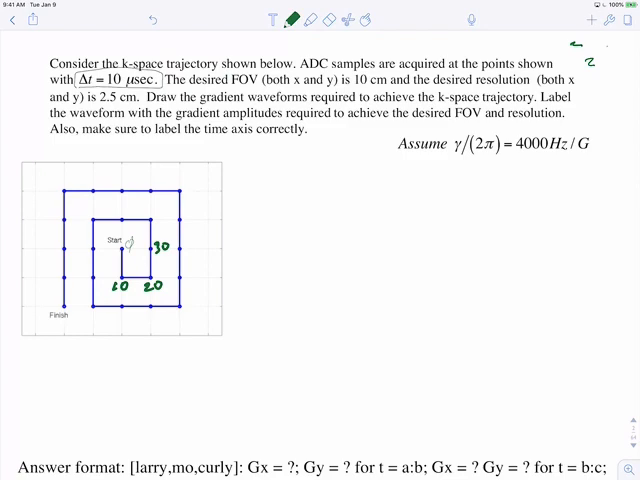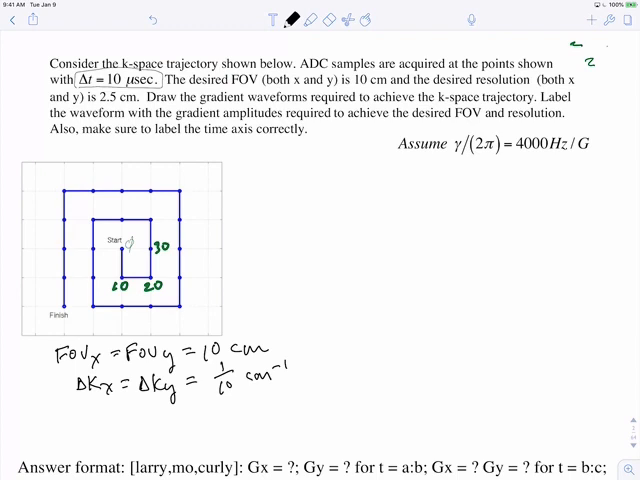Okay, let's go ahead and take a look at this problem. So let's write down the parameters. Down here, I'm going to write down the FOV in the x direction equals the FOV in the y direction, and that equals 10 centimeters, right? Okay. So what parameter do we derive from the FOV? Delta K, right? So in this case, delta Kx and delta Ky are the same. And so that's just 1 over 10 inverse centimeters. Okay? So that's the first thing you'd write down from what you're given.